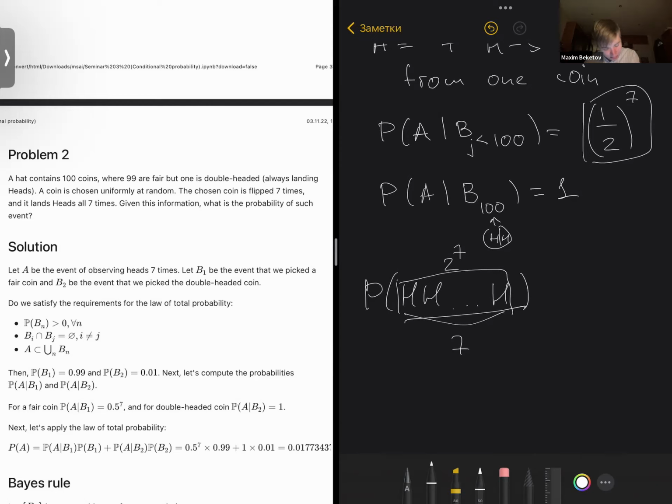Okay, and so we now use this law of total probability formula.